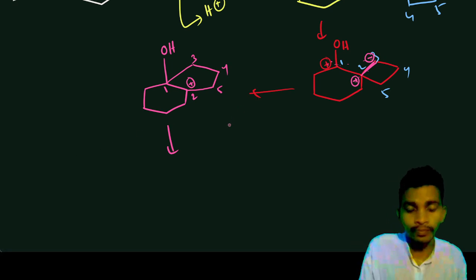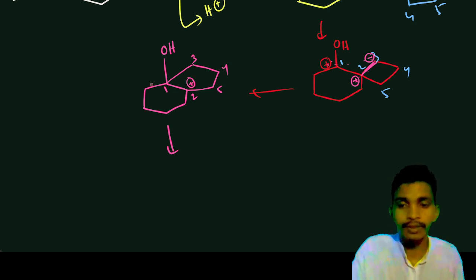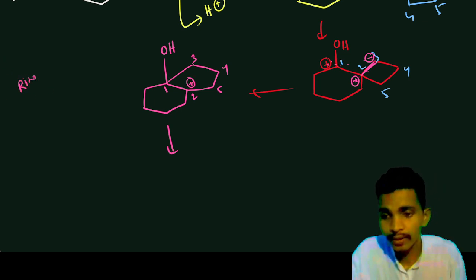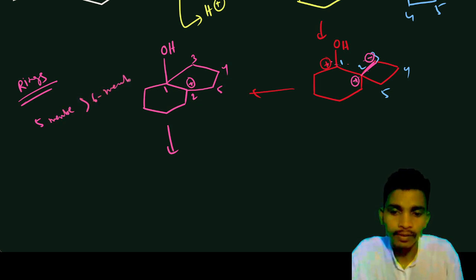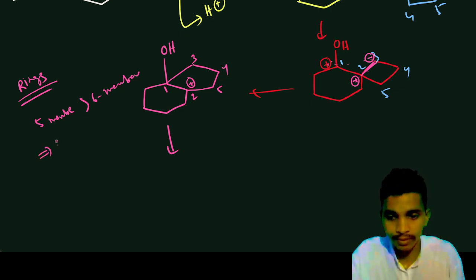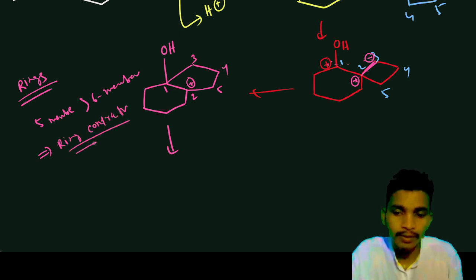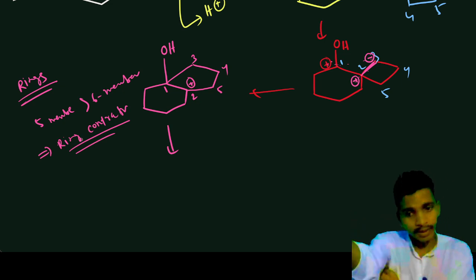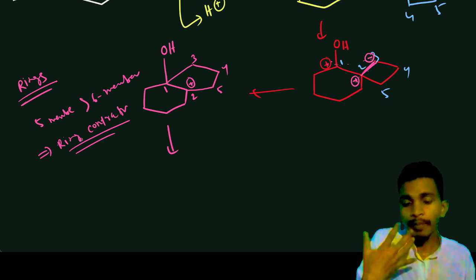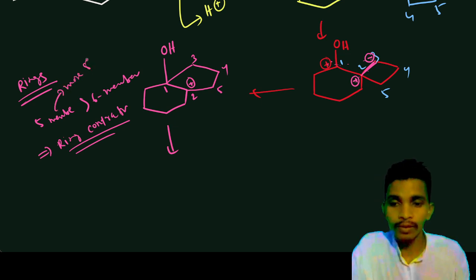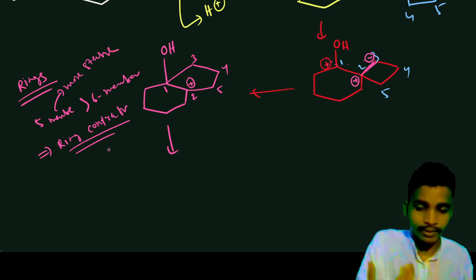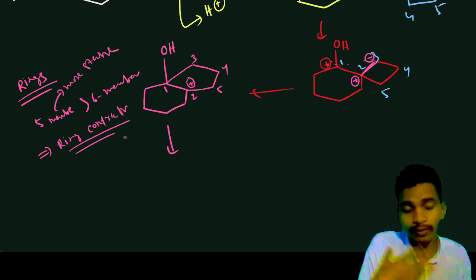Now remember that whenever you are forming the ring, a 5-member ring is more stable than a 6-member ring. The reason is ring contractions. So 6-member rings actually form the 5-member rings. The 5-member ring is more stable than the 6-member ring. The reason is that the ring strain is very low for the 5-member rings compared to the 6-member ring.